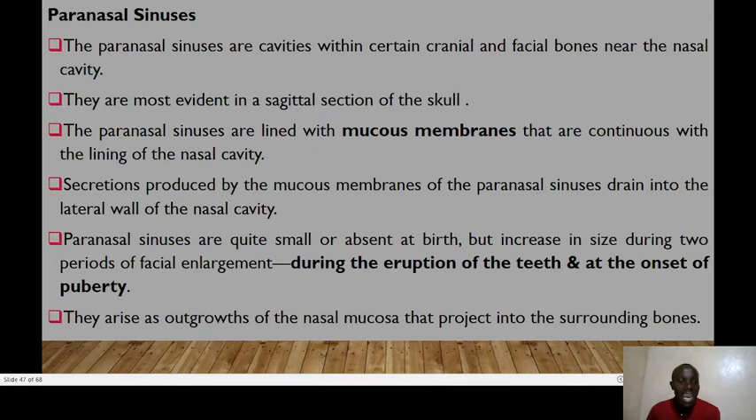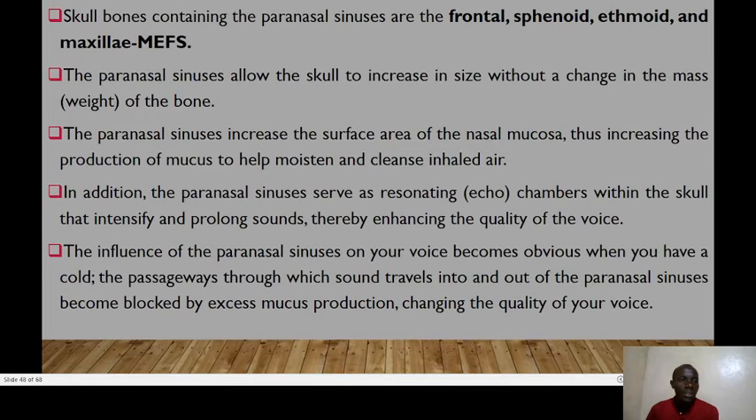Paranasal sinuses are quite small or absent at birth, but they normally increase in size during two periods of facial enlargement, during the eruption of the teeth, and also at the onset of puberty. They arise as outgrowths of the nasal mucosa that project into the surrounding bones. So skull bones containing paranasal sinuses are abbreviated as MEFS. We have the maxillary, we have the ethmoid, we have the frontal, and we have the sphenoid.